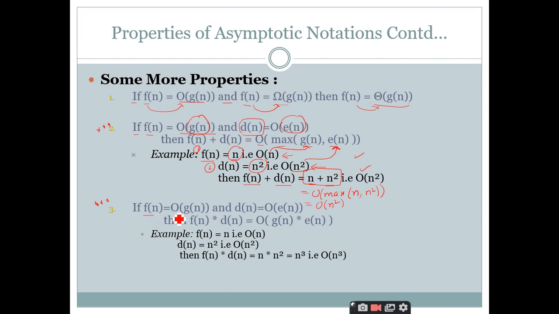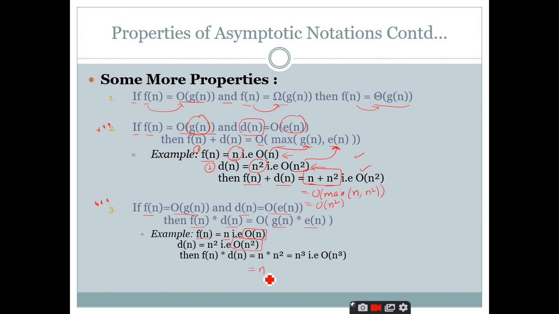And the last property also we will make use of very frequently. If f of n is equal to big O of g of n and d of n is equal to big O of e of n, if you multiply those functions f of n into d of n, then we have to multiply the time complexities also, right? G of n into e of n. So let us take the same example. F of n is equal to n, that is big O of n, and d of n is equal to n square, that is big O of n square. Now I take the product of f of n and d of n, so that is equal to n into n square.